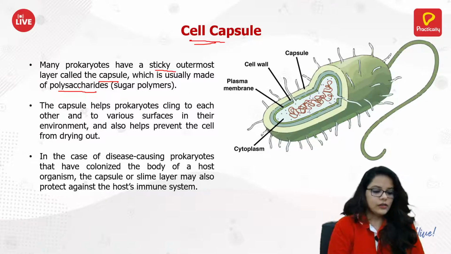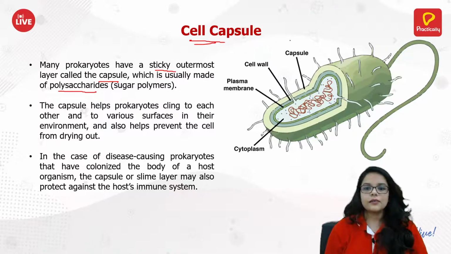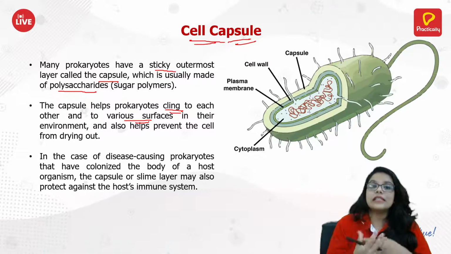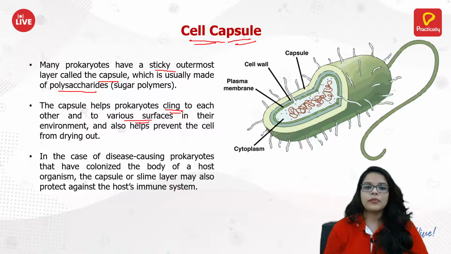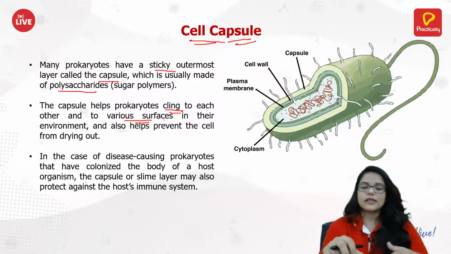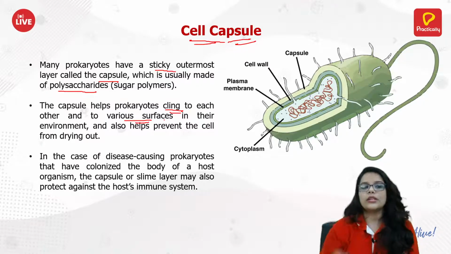So the outermost covering of the cell is known as the cell capsule. Now the capsule helps the prokaryotes to cling to each other and to various surfaces because it is sticky, right? It is sticky in nature and it clings to the surface or holds on to different cells or different bacteria or different surfaces. Because of the sticky nature, this is how it works.